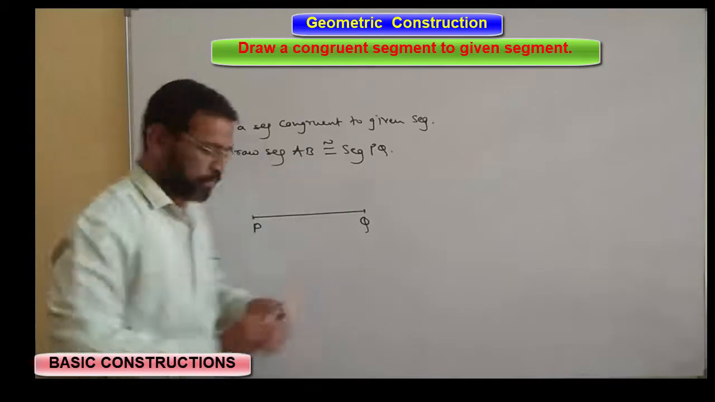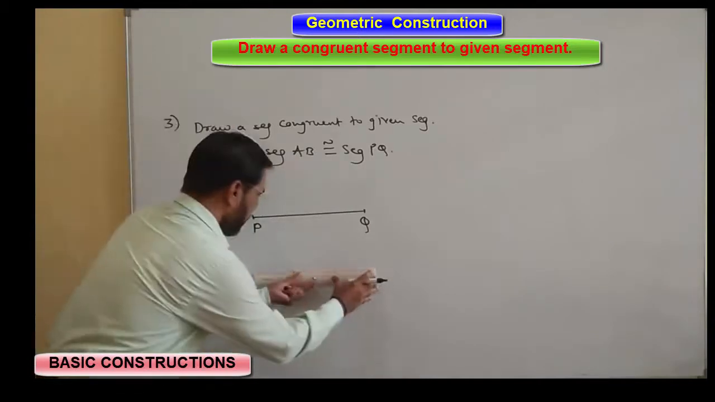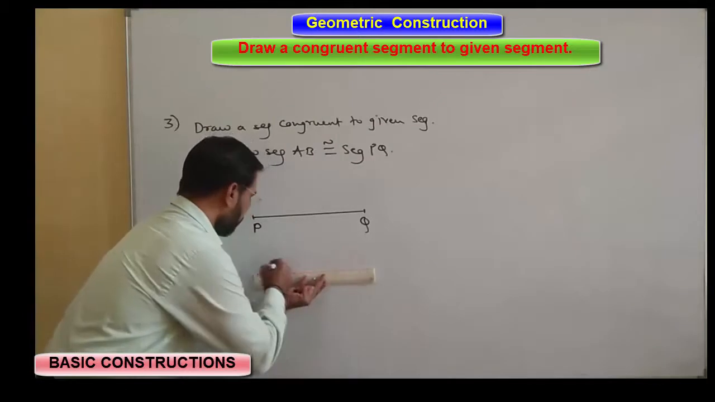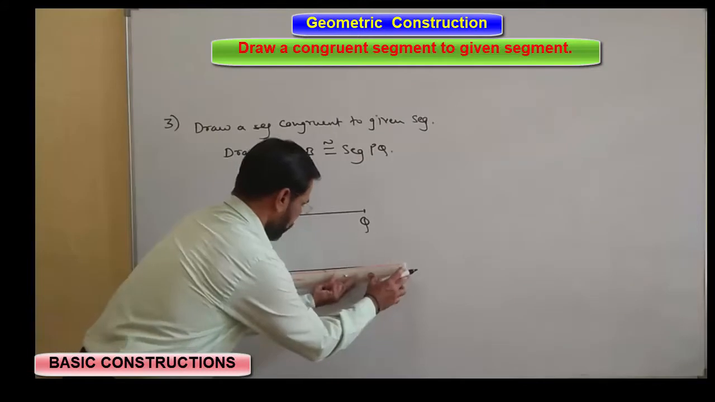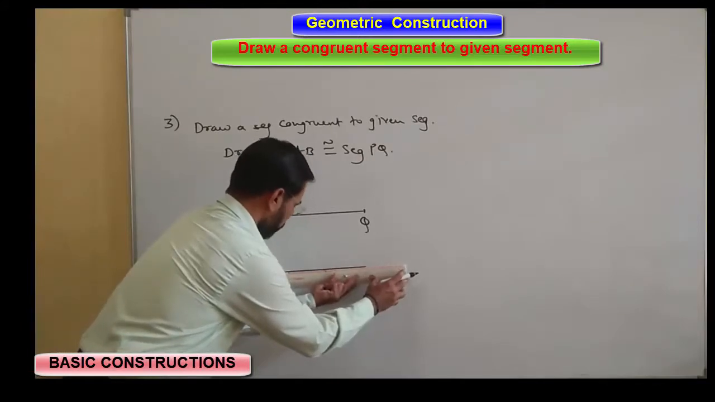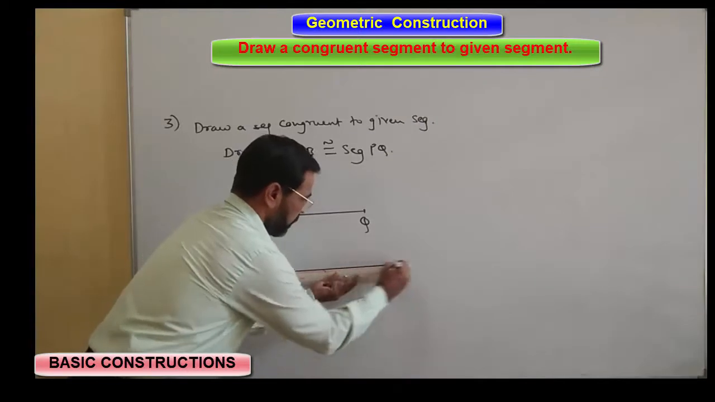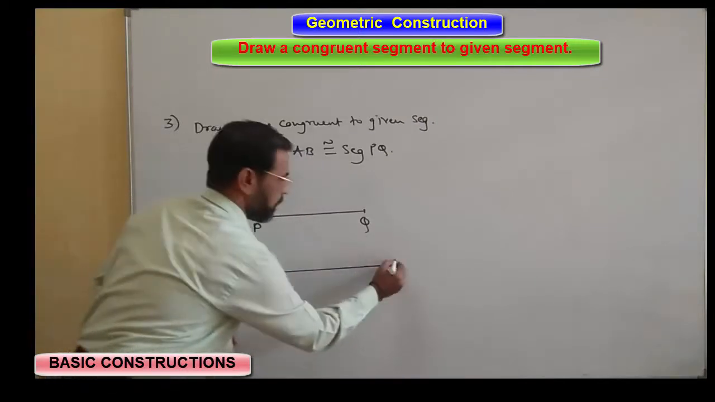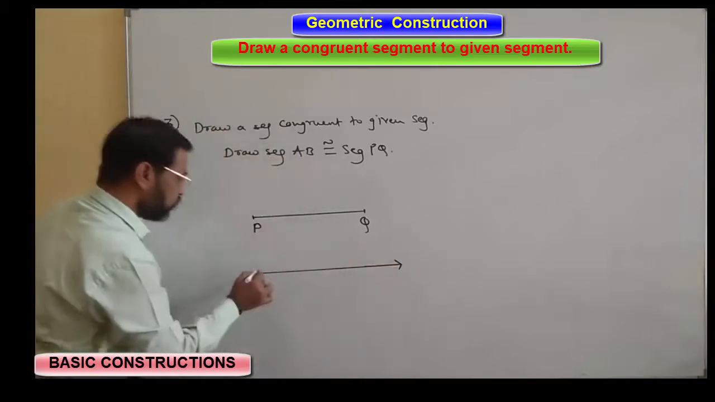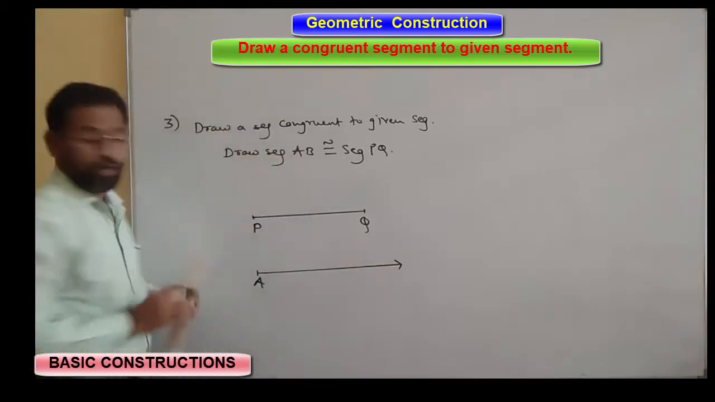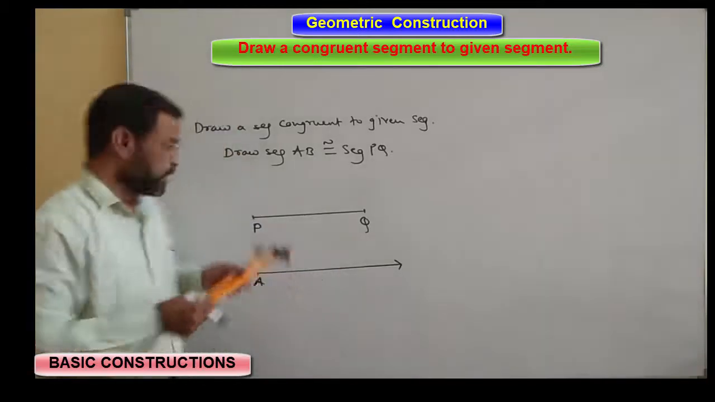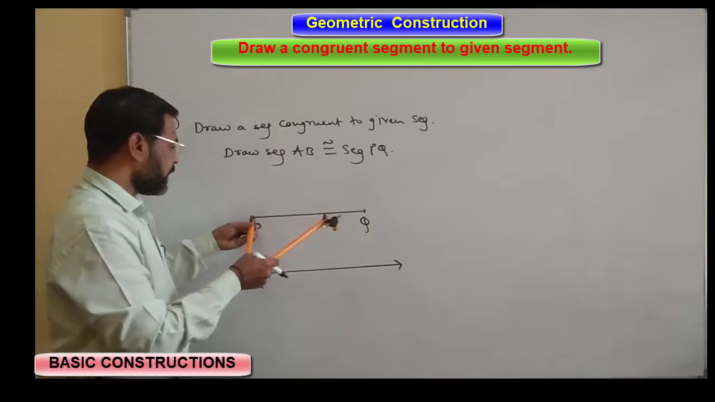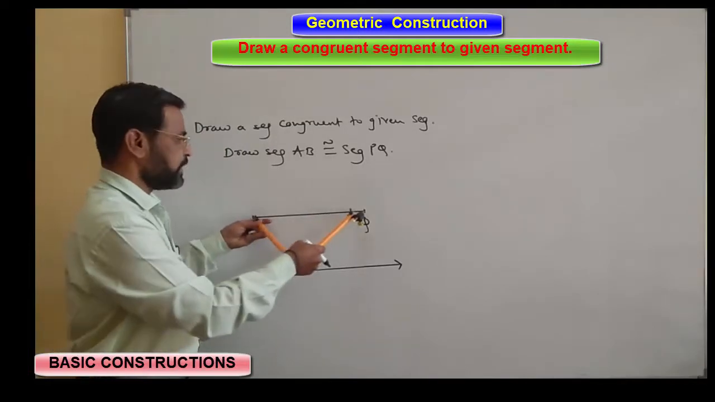Okay friends, see again here we have to draw one ray. That is also a very important part. I am going to just draw the ray here, like this. Okay, now it is what, seg AB now. I write here A. So seg AB which is exactly congruent to PQ. So now in the compass I will take the distance PQ.